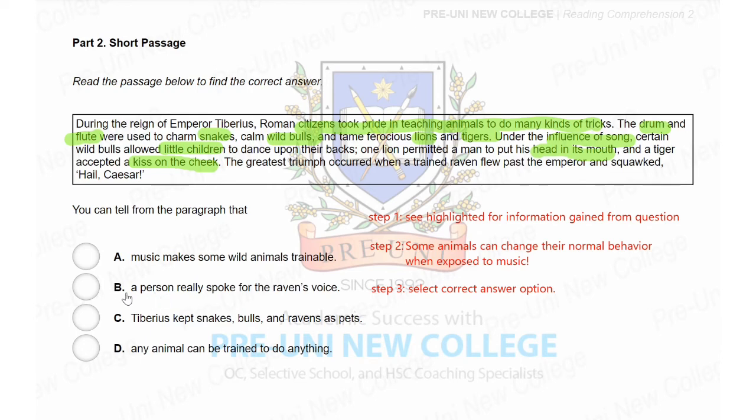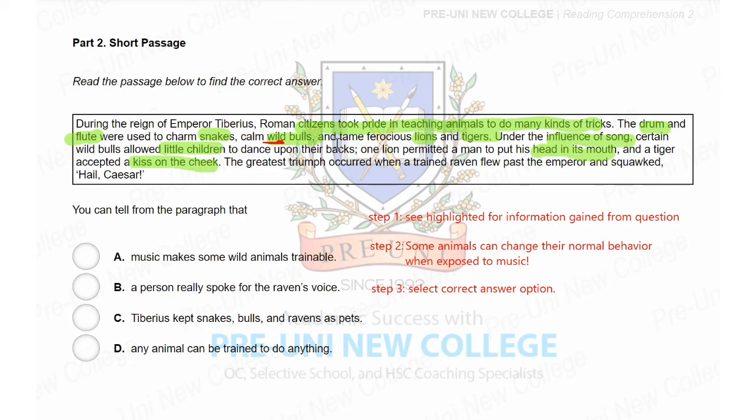Option B said a person actually spoke for the raven's voice, and there's just no evidence for that in the question, so we can ignore that answer option. Option C said Tiberius kept snakes, bulls, and ravens as pets. But in the question, we're told that the animals were wild, so it doesn't make sense that they were pets. So again, option C is probably not going to be the answer, and option D says any animal can be trained to do anything.